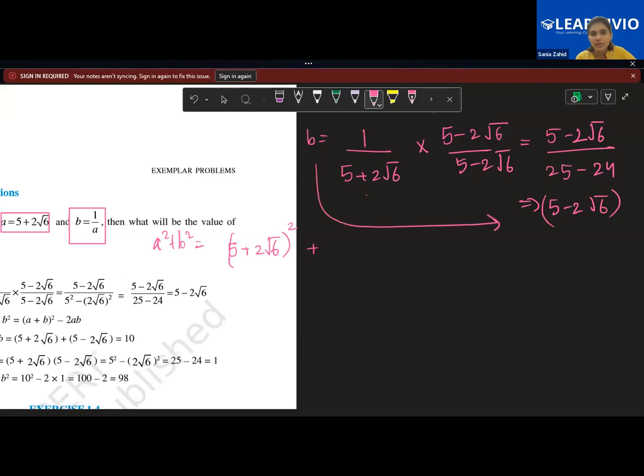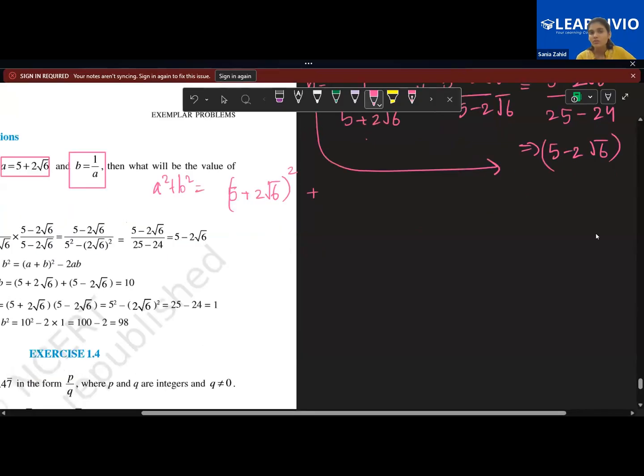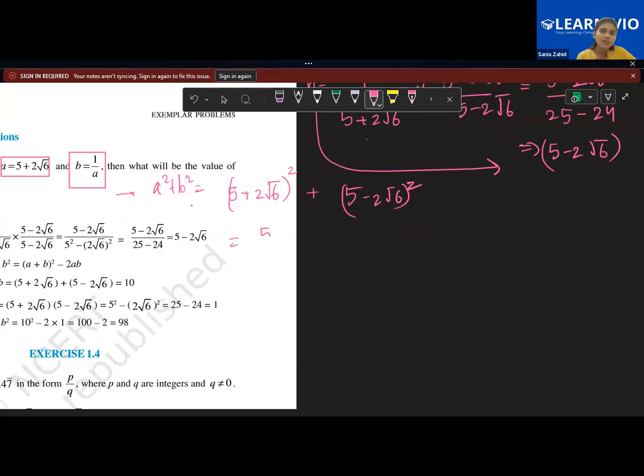Okay, so children, b has a value of 5 minus 2 root 6. So first of all, you will find the value of b. After finding the value of b, now you put it in this equation, a square plus b square. So a square is (5 plus 2 root 6) whole square, b square is (5 minus 2 root 6) whole square. So how can I write it now? (a plus b) whole square becomes a square plus b square, I'm not solving. And why am I not solving? I'll tell you in a while.